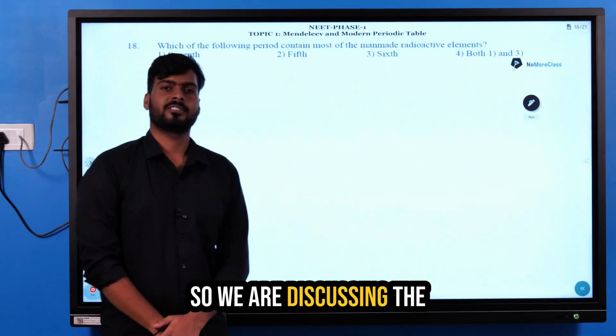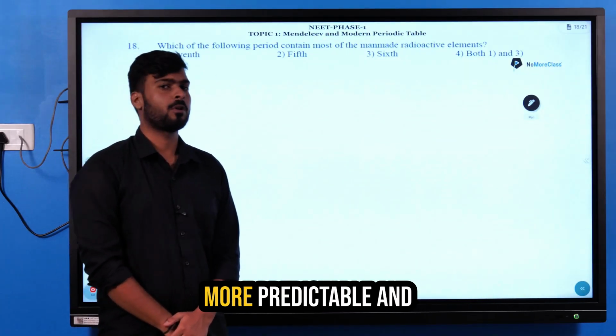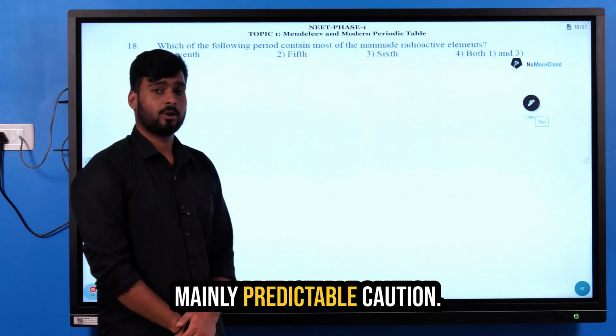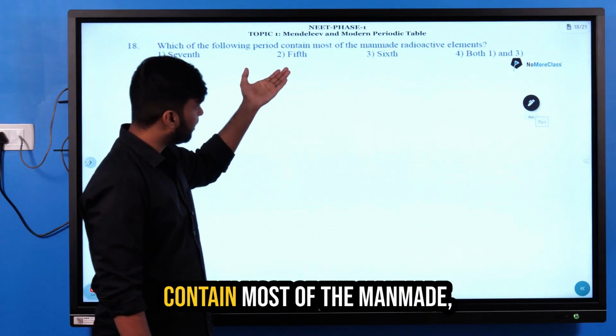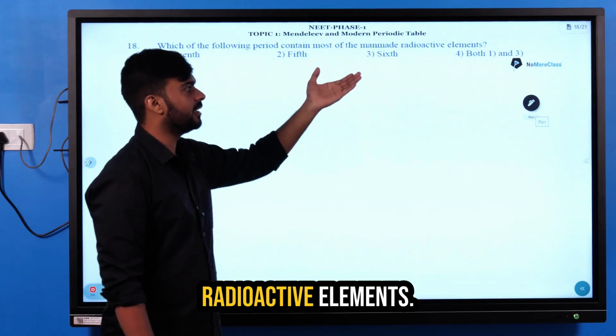Hello everyone. So we are discussing the NEET phase 1 question. The question is from the modern periodic table, and mainly periodic table. Question number 18 is mentioned here as: which of the following periods contain most of the man-made radioactive elements.